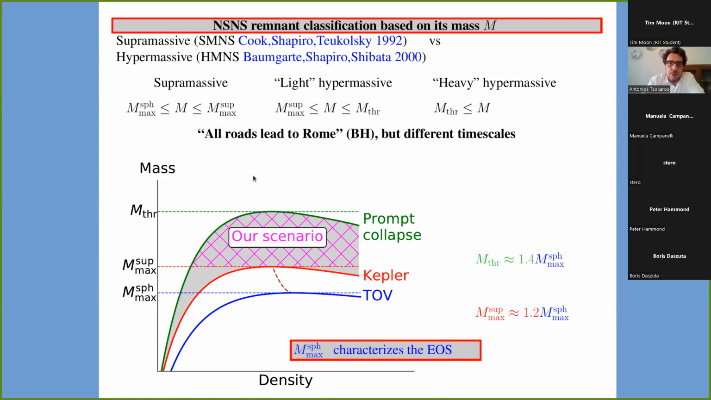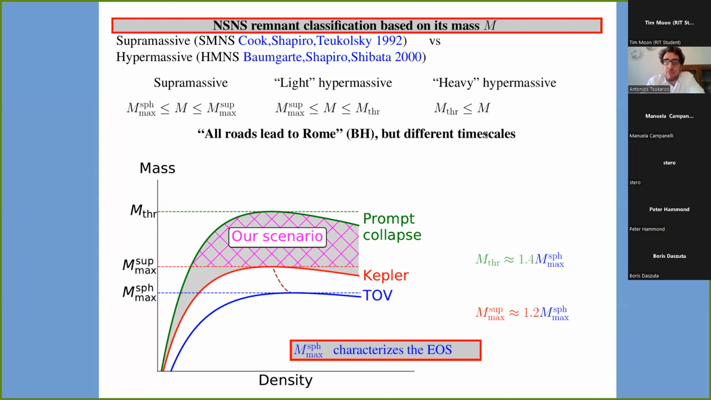Now, all these categories lead to a black hole formation, but on different timescales. Let me mention that the star which is hypermassive exists only if it is differentially rotating, while the star which is supermassive, which is in this band here, can exist as uniformly rotating also. And depending on where you are, this can modify the lifetime of the remnant, and you can have completely different time scales.